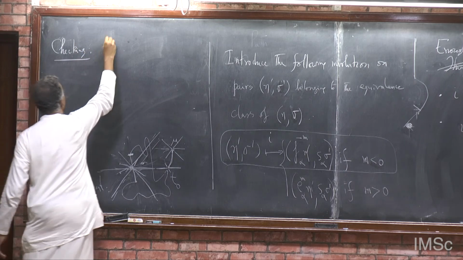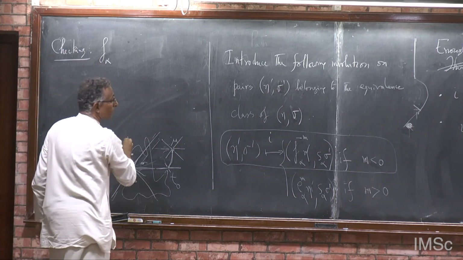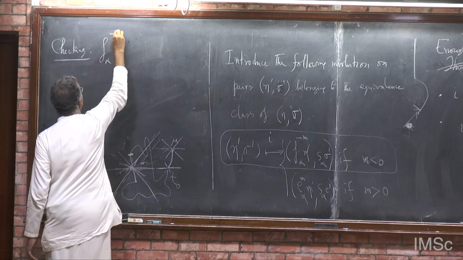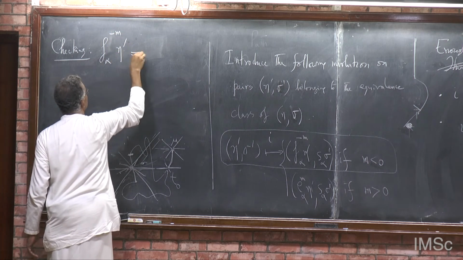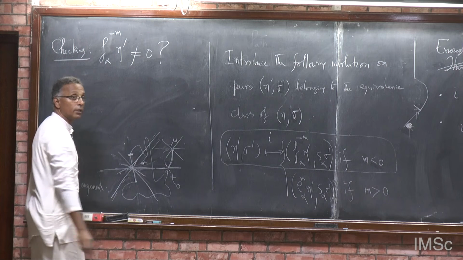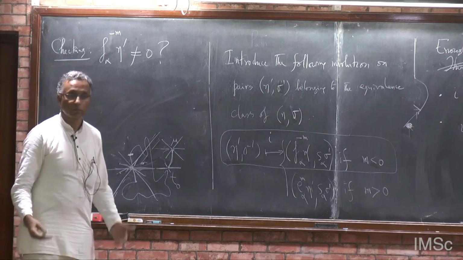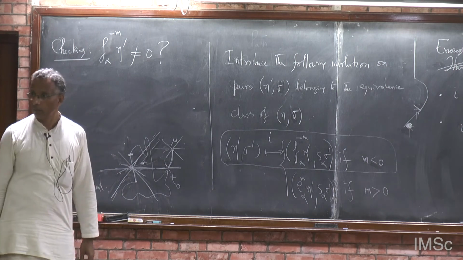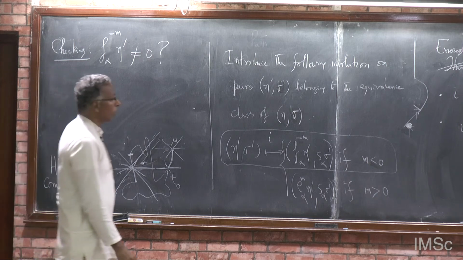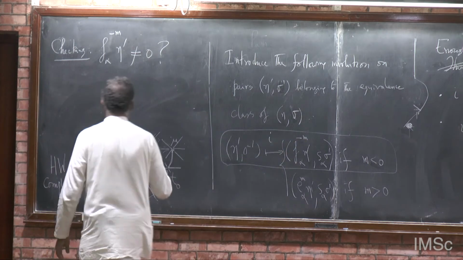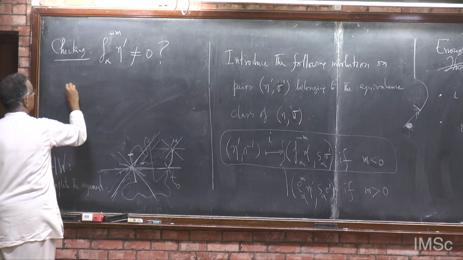So let's look at f alpha minus m eta prime. Why is it not equal to 0 first? Why doesn't it vanish? That's what I meant. Okay. So for that, let us just look at where does it end?